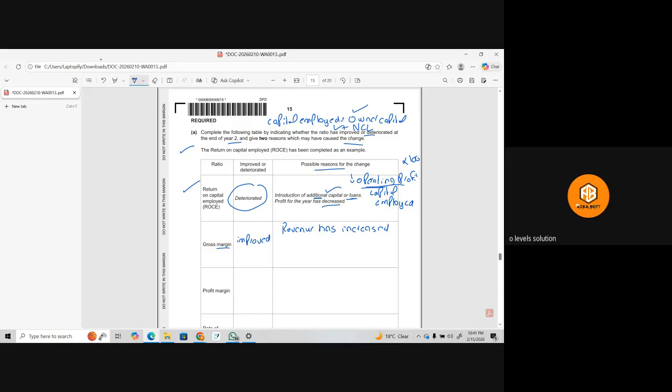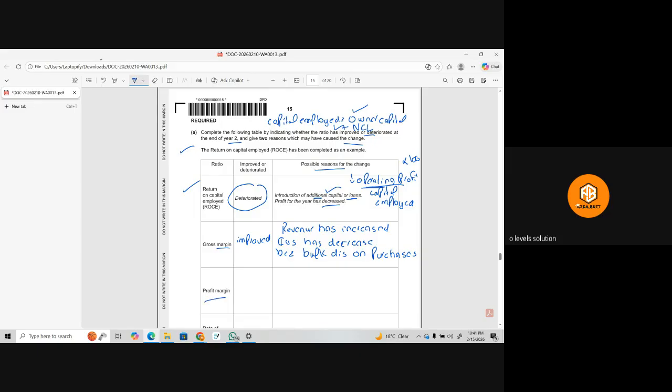And the second thing would be that maybe your cost of sales has decreased. That is why your GP is increasing. So maybe we can say that the cost of sales has decreased because maybe the business is getting bulk discounts on purchases. So these two reasons could be behind that.